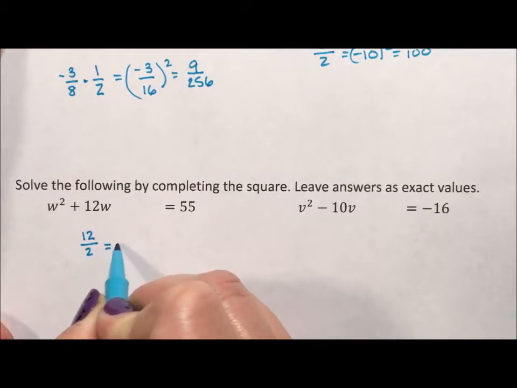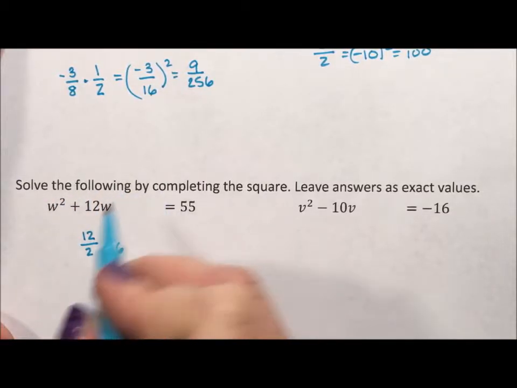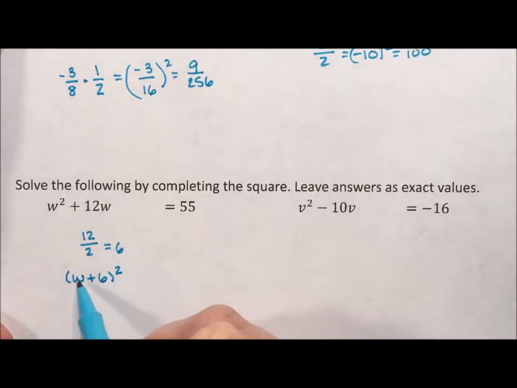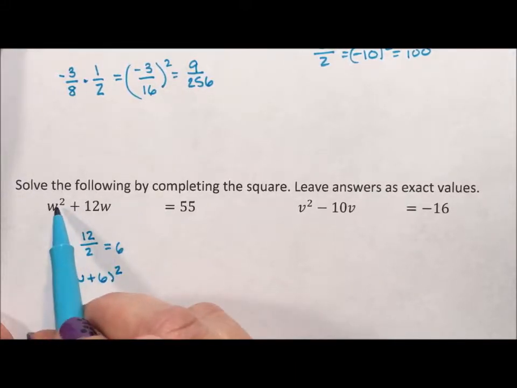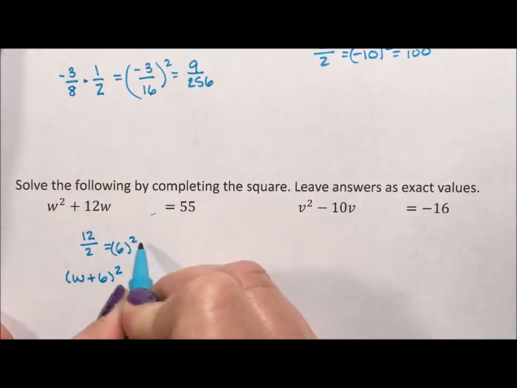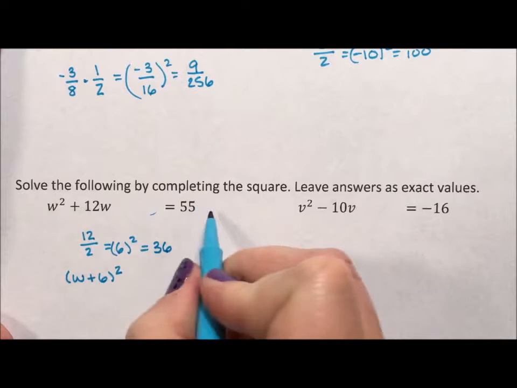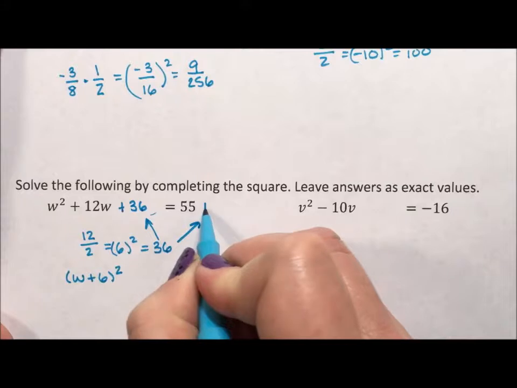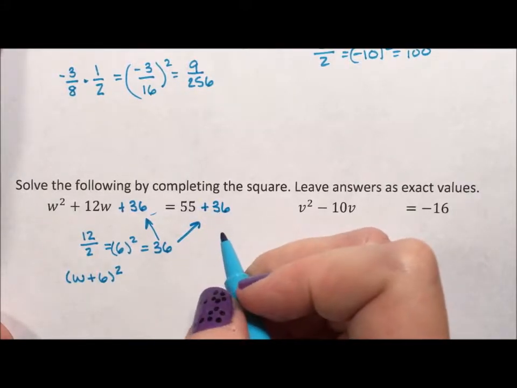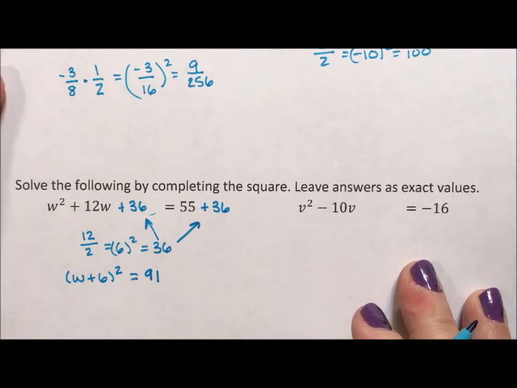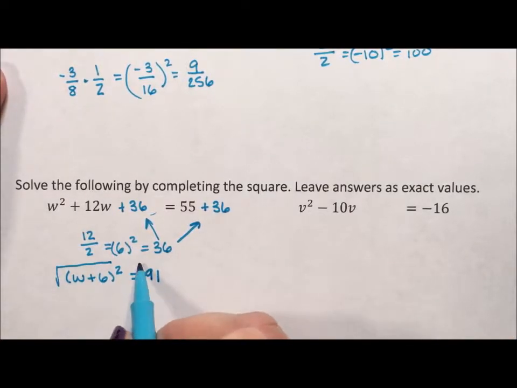12 divided in half is 6, which means I want to turn the left-hand side of my equation into (w plus 6) squared. To do that, though, I need to get my third term so that w squared plus 12w plus something equals this. I need to square this to be 36. To keep a balanced equation, I need to add that 36 to both sides, so that I end up with a balanced equation. So this becomes 91.